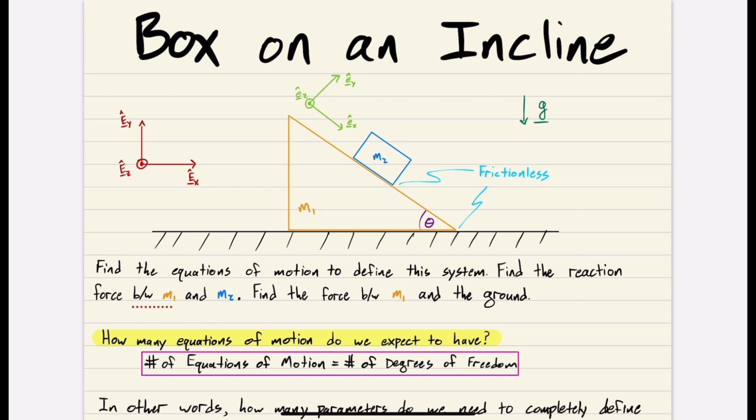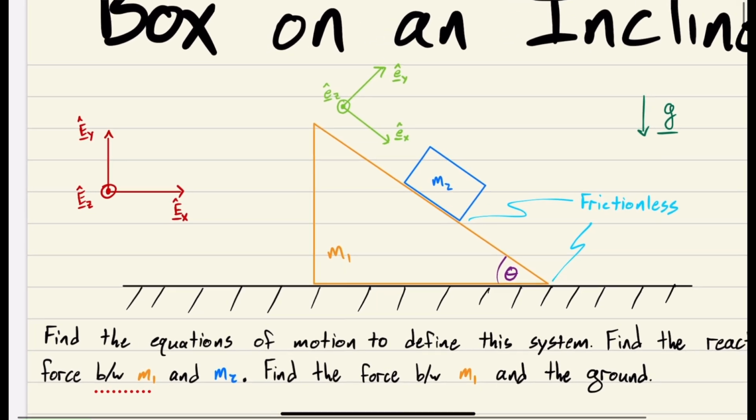This blue box has a mass of m2, and the surface between the wedge and the box is also frictionless. So this is frictionless, and this is frictionless. We also have gravity acting on the system right here. And we have our two bases set up.